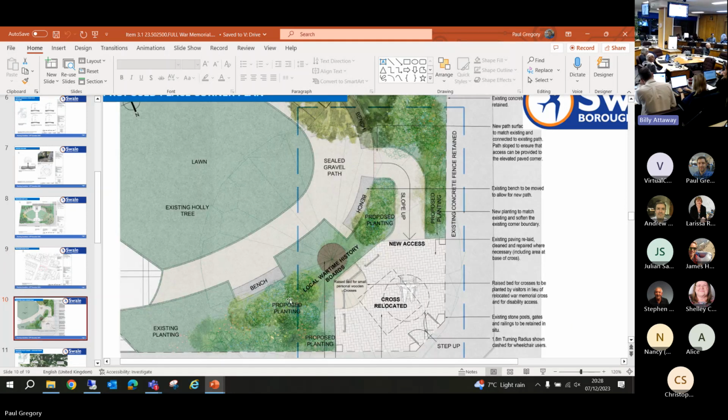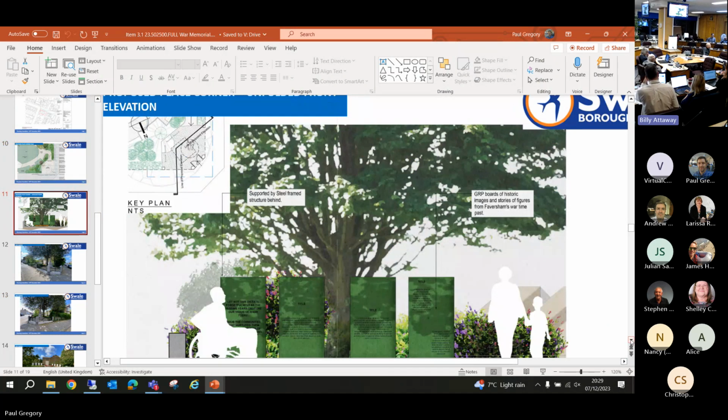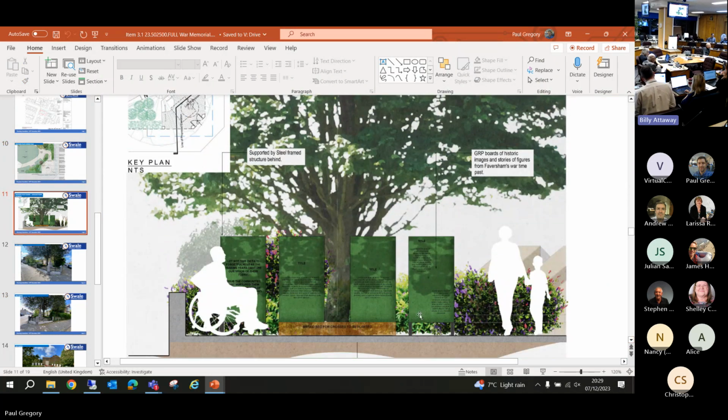Here's a closer view of the proposals in the area which would replace the war memorial, as set out in the application, which is the access path here from the existing path that's in the gardens, and then there's the raised beds for wooden crosses and wartime history boards as well. And here's an elevational view of that part of the site as is proposed, with the boards and the raised planter there.